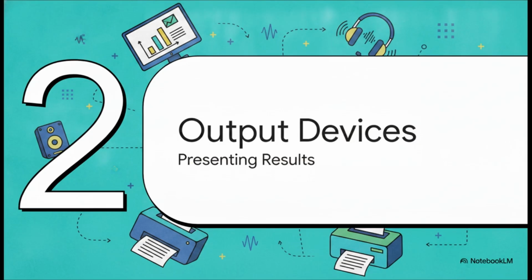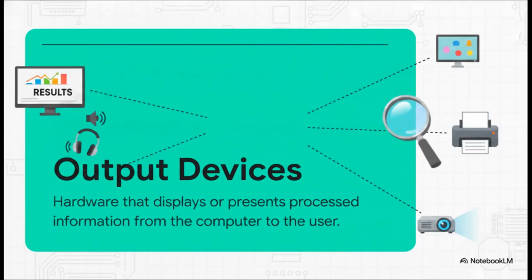Section 2, Output Devices. Okay, so we know how to push information into the computer, but how does the computer actually talk back to us? Well, that is exactly the job of output devices. If input devices are the entrance doors, output devices are the exit doors. They do the exact opposite. They take the CPU's processed machine language, those ones and zeros, and convert it back into human-readable form. This is what provides us with the visual and audio feedback we can actually understand.